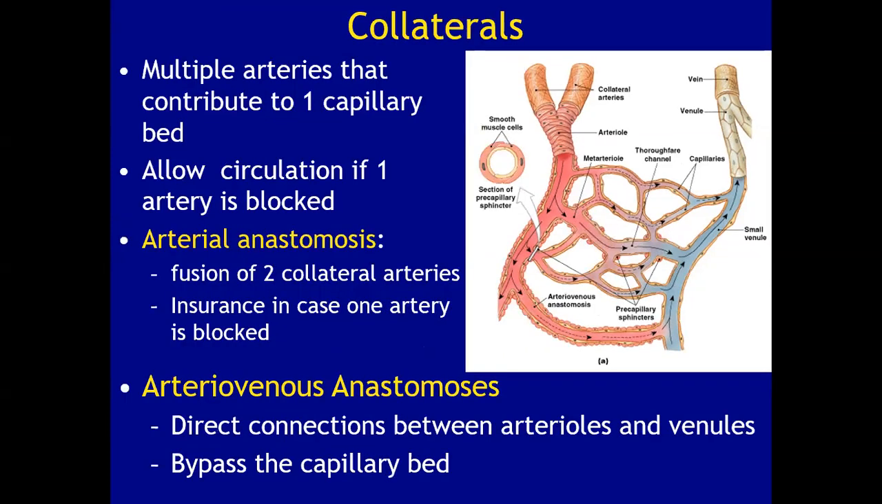Okay, notice up here at the top, we've got collaterals. We've got two arteries that are feeding this big capillary network. Okay, and that's handy because what if we get one of these that becomes blocked? I still get blood flow to the area from the other one. Okay, we call those two fusions an anastomosis. The fusion of the two vessels is called an anastomosis. So right here is our arterial anastomosis, since we have both vessels coming together. Okay, and like it says, we got good insurance if we get a blockage.